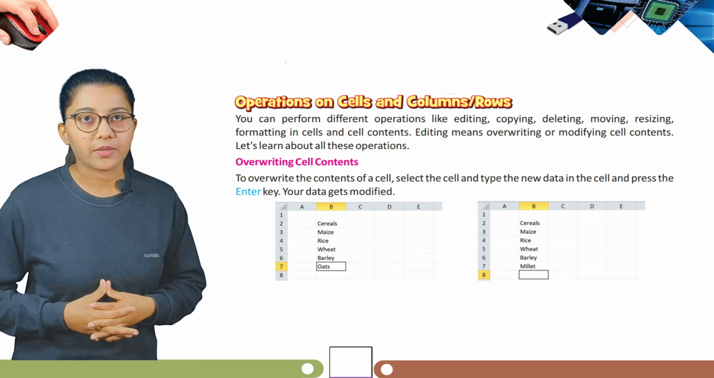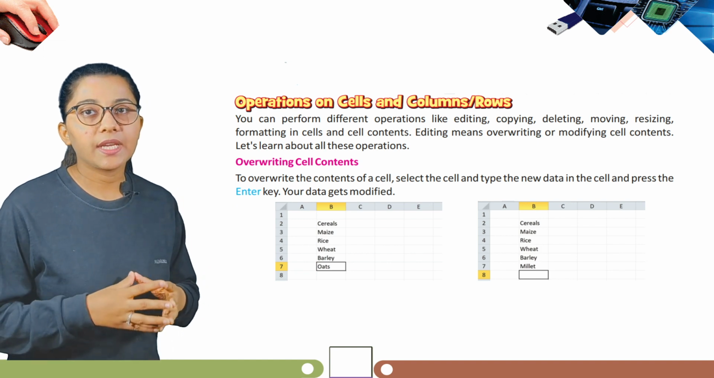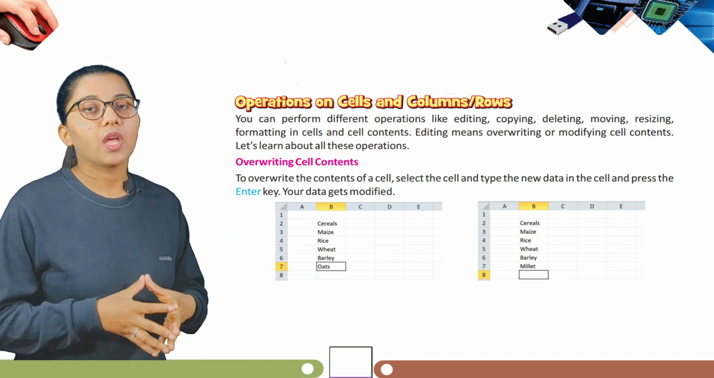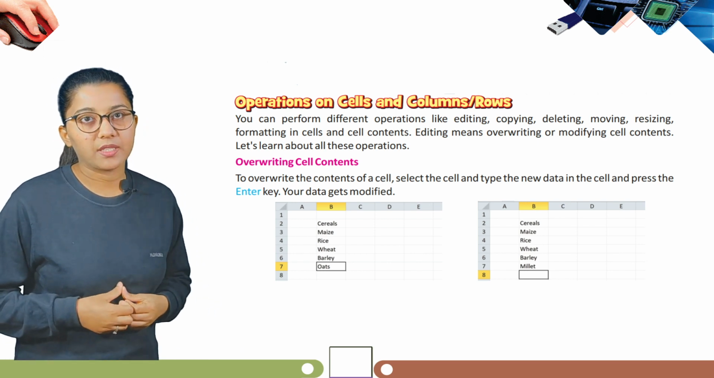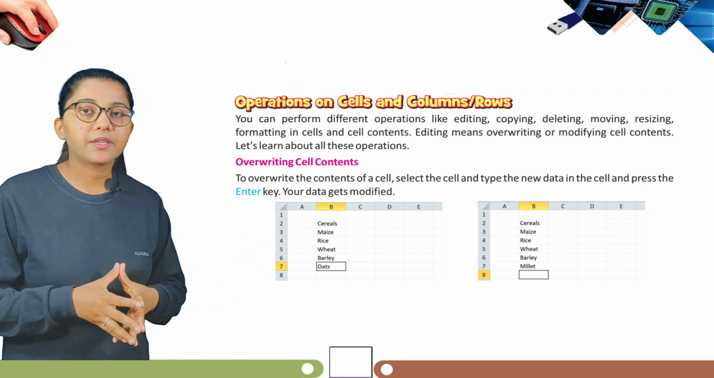Overwriting cell content. To overwrite the content of a cell, select the cell and type the new data in the cell and press the enter key. Your data gets modified. So students, in MS Excel, overwriting means editing data.